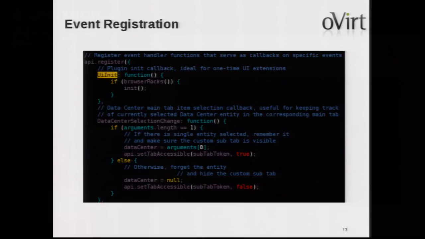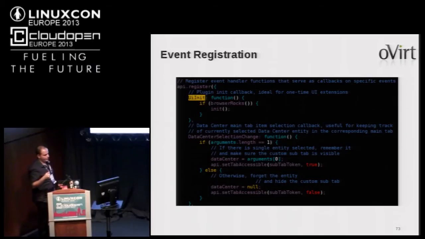And everything is an event in here, so I have event registration. One of them is the UI init in order to initialize my plugin, and the other one is the selection change of the data center. So again, if I have one data center that is selected, then I have a subtab for it with the score, and etc. If I have more than one, then the subtab is not accessible because when you select more than one data center, no subtab should be accessible.